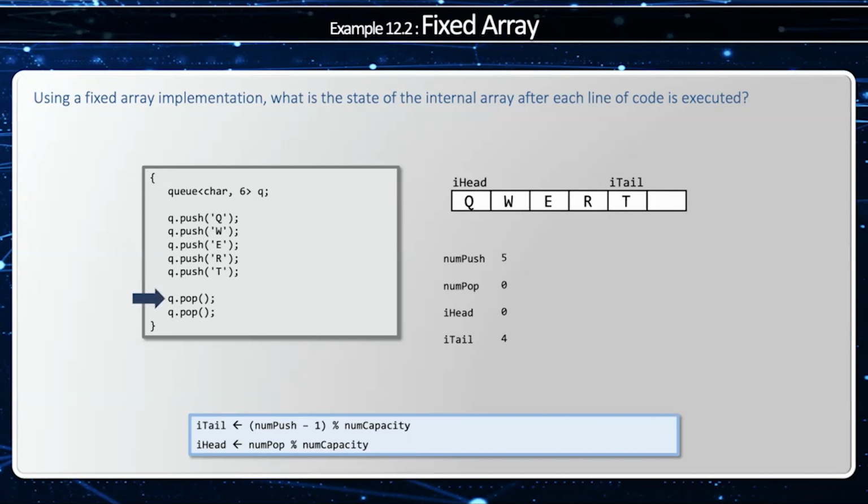Now I'm going to pop 1, so num pop equals 1. And now 1 mod num capacity is 1, so therefore my head is slot 1. And notice how num push has not changed, and so tail has not changed. And if I pop again, then my head is going to increase by 1. Num pop is now 2. Head is now 2.